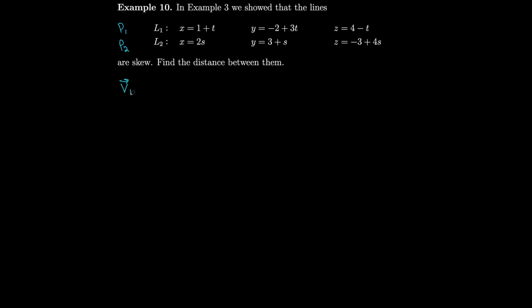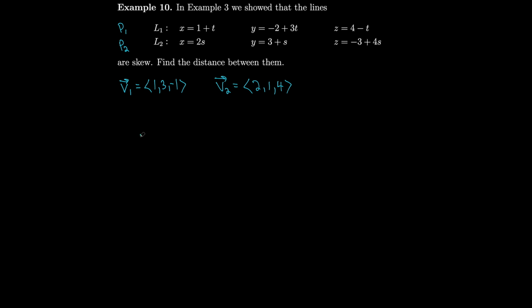The vector V1 parallel to the line L1 we've seen is 1, 3, minus 1. It's just the A, B, and C for the line. So 1, 3, minus 1. And then for our other parallel vector V2, it's just the coefficients on s, so that's 2, 1, and 4. So I want an equation for one of these planes. So how about I get an equation for the second one, P2?